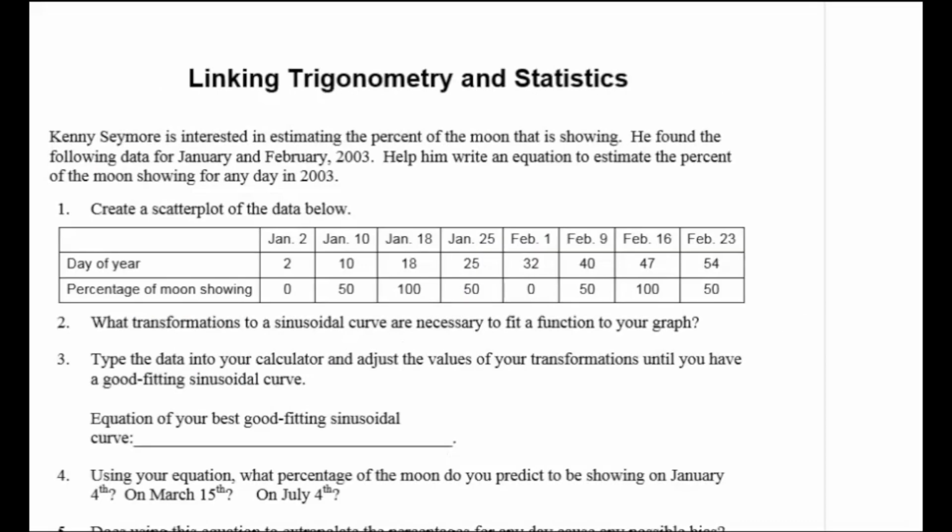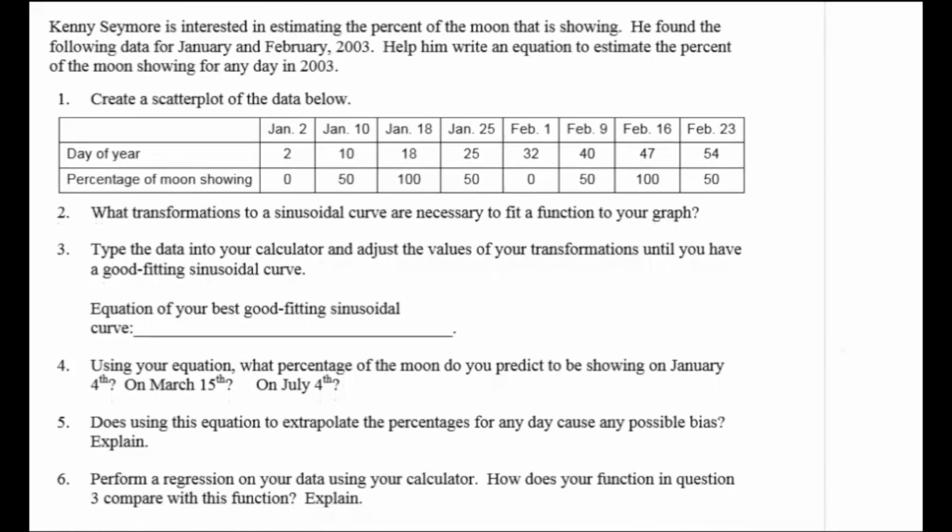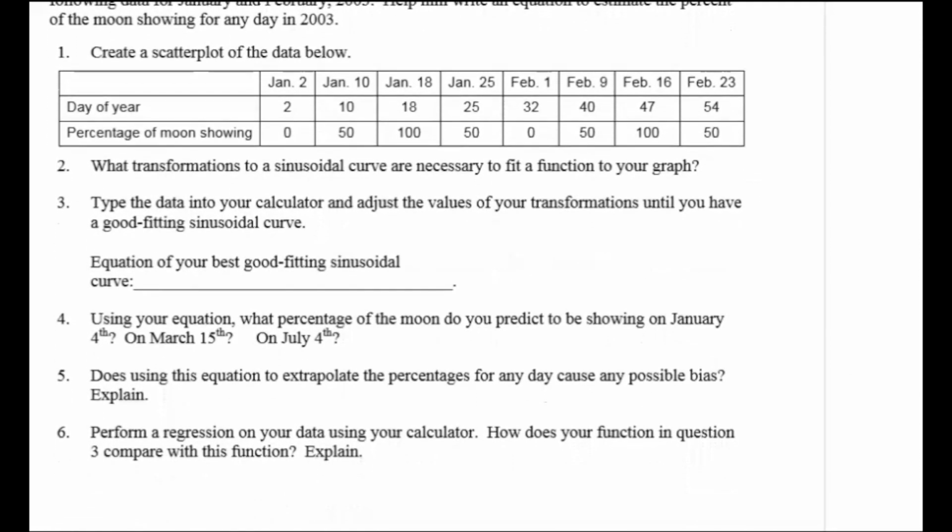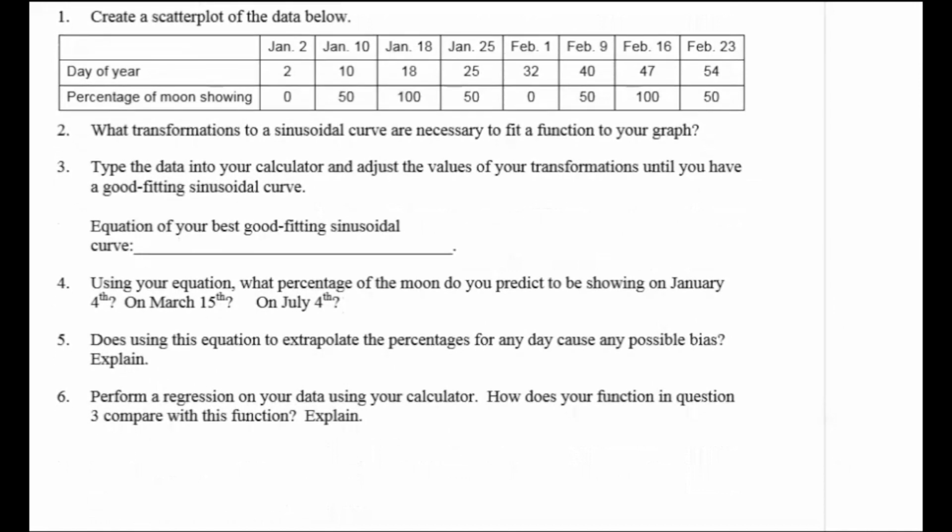So now that we've created the scatter plot, we can move on to number 2, which asks for the transformations that take place. That's asking for what is the amplitude of this, what is the period, what is the phase shift or the horizontal shift, what is the vertical shift. And you find those by figuring out what your A, B, C, and D are, and then how those manipulate those particular characteristics of the graph.